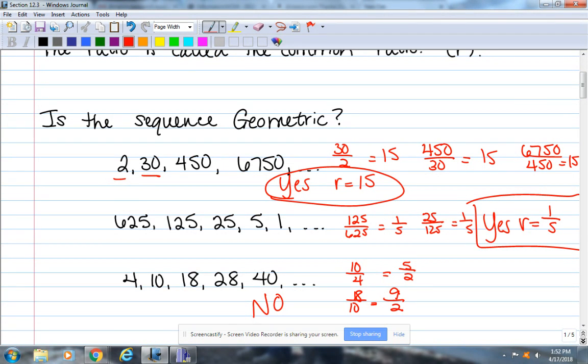So you're all okay with telling whether you have a geometric series or not. For geometric, you have to multiply or divide. Arithmetic, remember, you had to add or subtract. Okay.